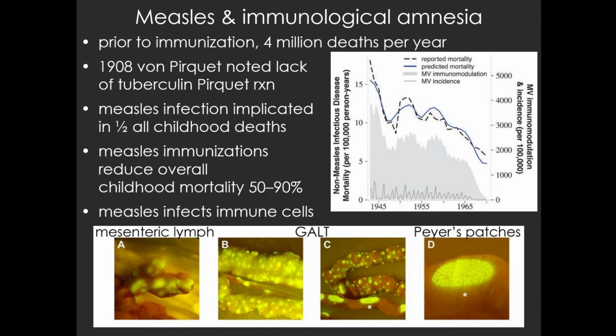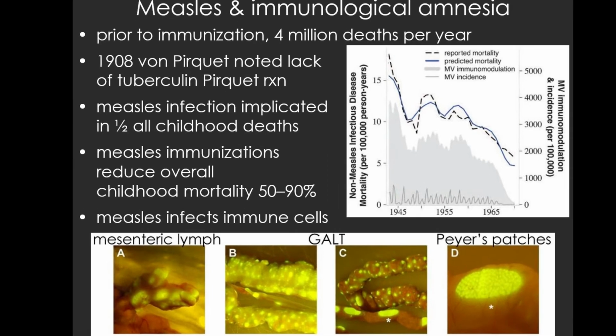Most of you are currently or will be in the healthcare profession, and you will have that test done repeatedly to make sure that you are not an asymptomatic carrier of tuberculosis. And what he noted was that people who had contracted measles lost that immunological memory to tuberculin. And what they realized was measles, because it's capable of infecting immune system cells, causes what's called immunological amnesia.